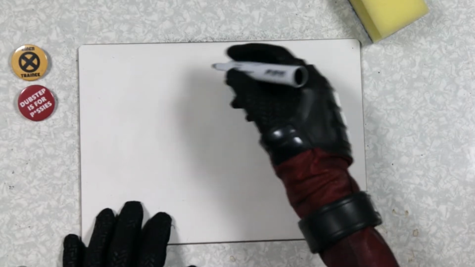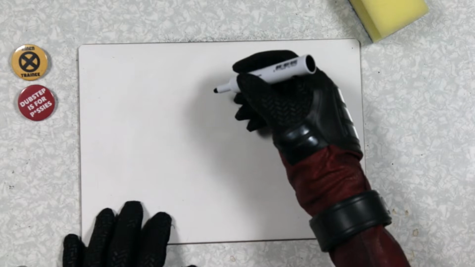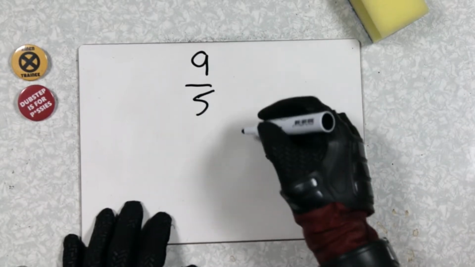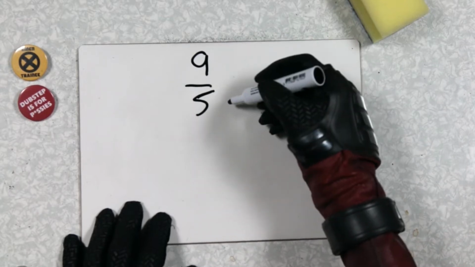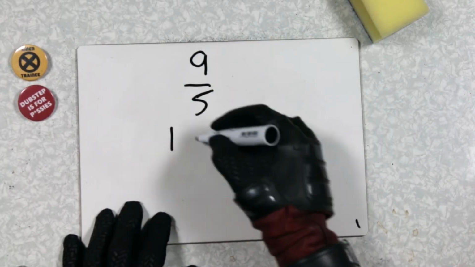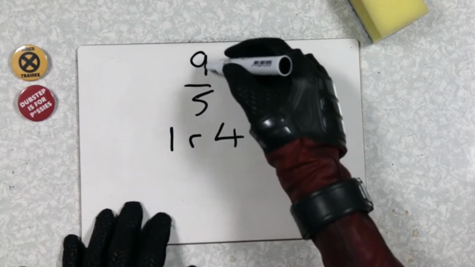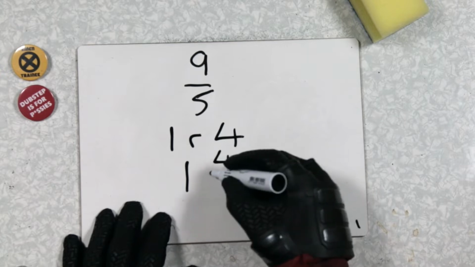Let's convert an improper fraction into a mixed fraction. Let's take, say, 9 over 5. What we have to do here is see how many times 5 goes into 9. Well, 5 goes into 9 once, remainder 4. We have 4 left over. So 9 over 5 is the same as 1 and 4/5.